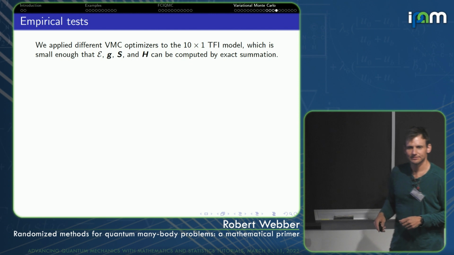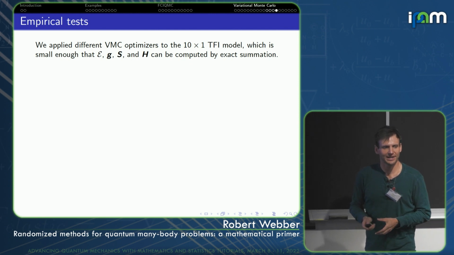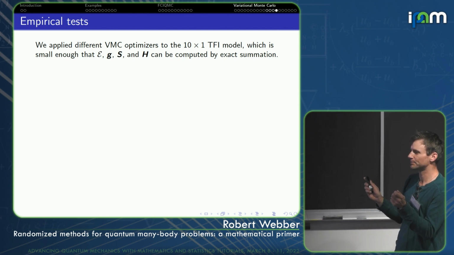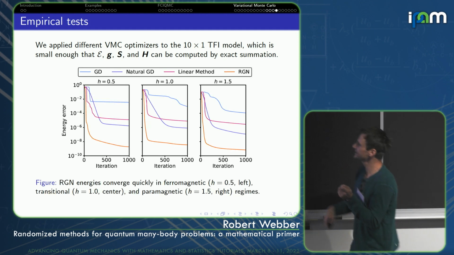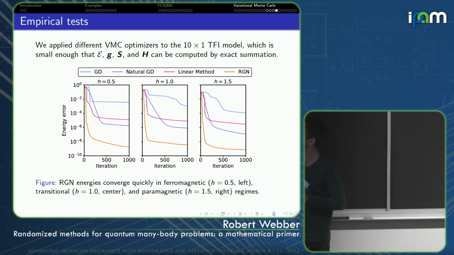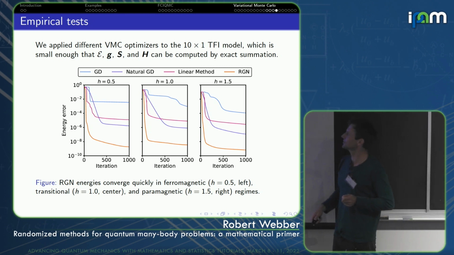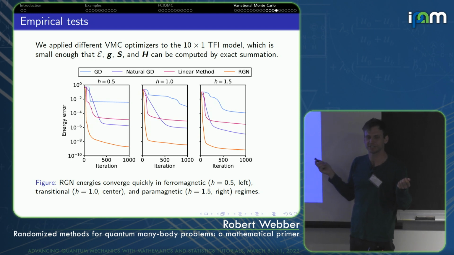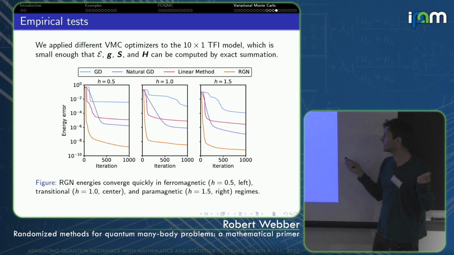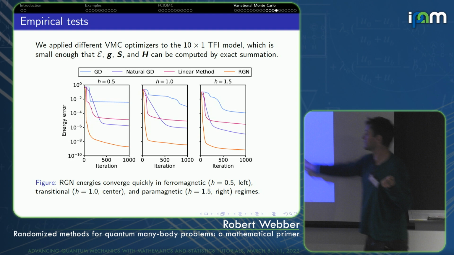And you could see it in practice. You can apply it to a deterministic small system where you could analyze all of these things deterministically. And you can see that GD is pretty slow, and natural GD is a little faster. The linear method, which I haven't introduced, is about as fast as natural GD for this particular system. And then the RGN method is really the fastest.